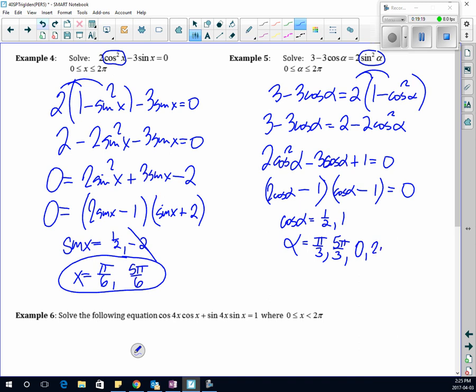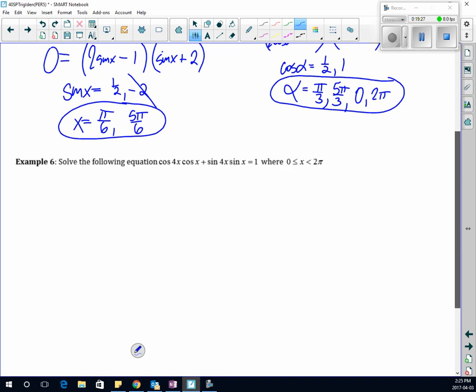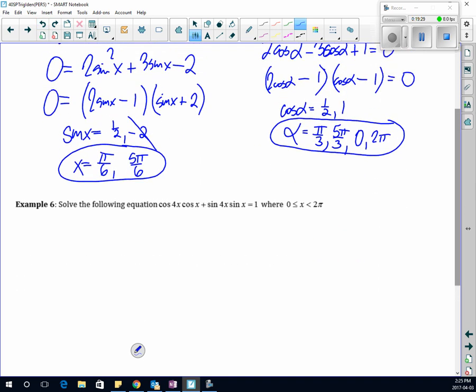0 and 2 pi, very good. Okay, moving on. Continue. How about this one? Cos 4x cos x plus sine 4x sine x equals 1.